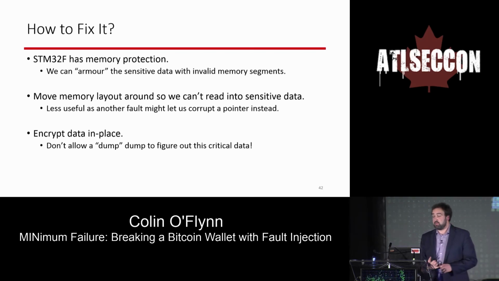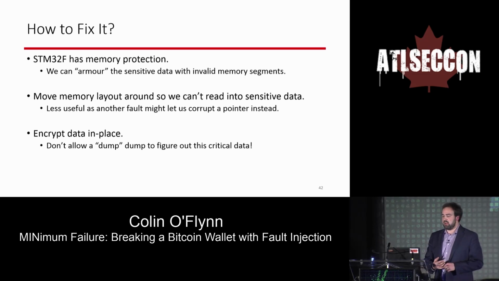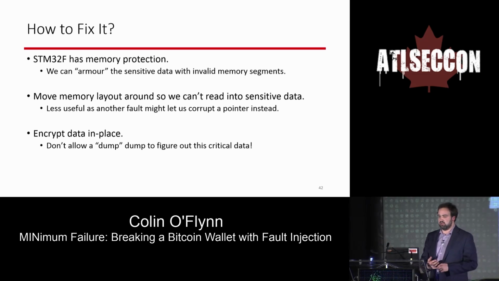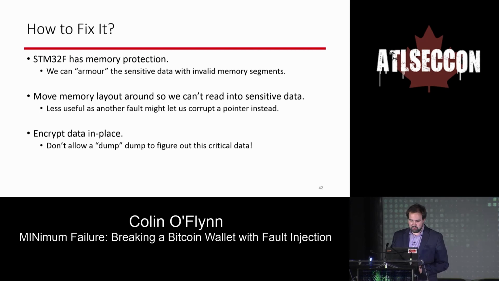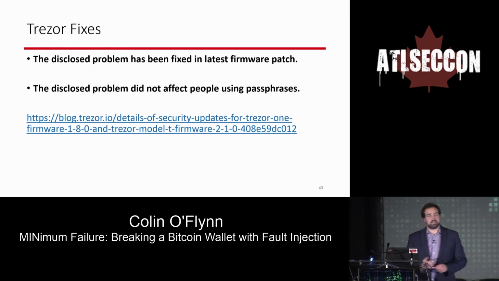The other thing that would be really good would obviously be to encrypt this in place. So one of the problems is that it's completely raw data. When you dump the memory, it's extremely obvious where this recovery seed is located because it's just a string. You just look for these strings, and you're able to get this critical data out of it. So this was fixed, as I mentioned, in the latest firmware patch, and it didn't affect people using passphrase.